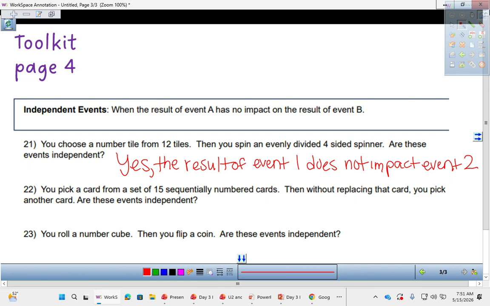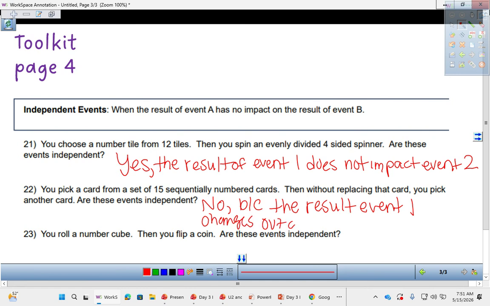So for this one it says, are these independent? No, because the result of event 1 changes outcomes for event 2. These are independent when they don't impact each other. They are dependent when they do impact each other.